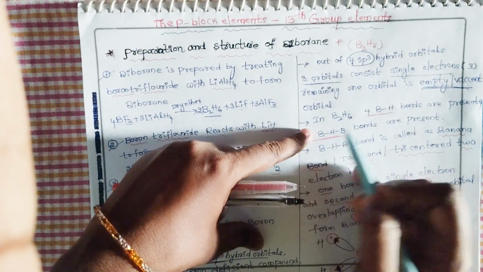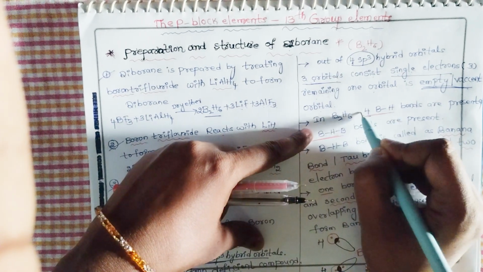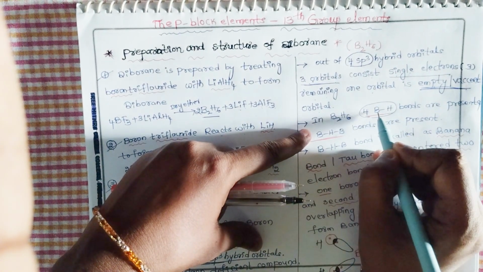In diborane, totally how many B-H bonds are present? 4 B-H bonds.